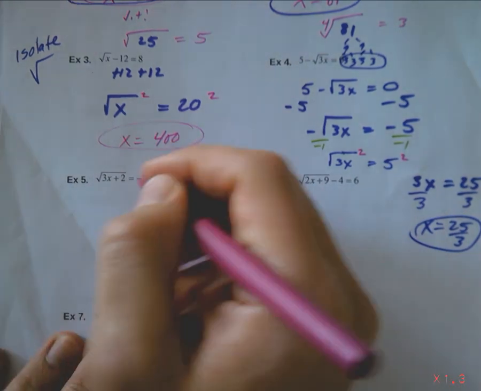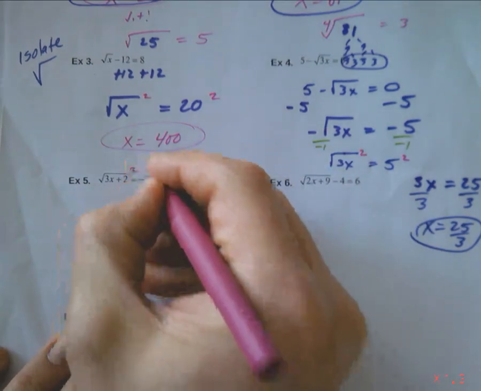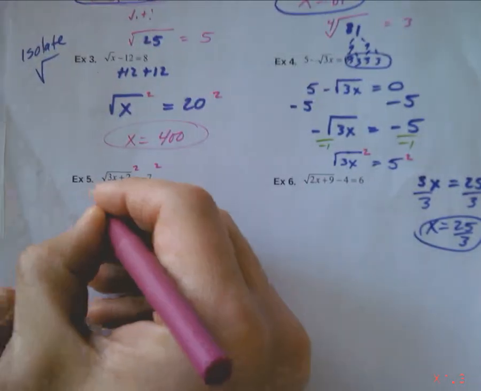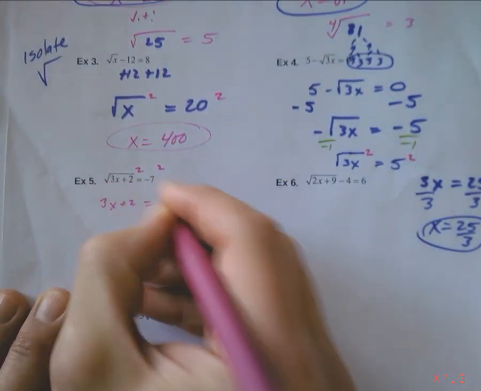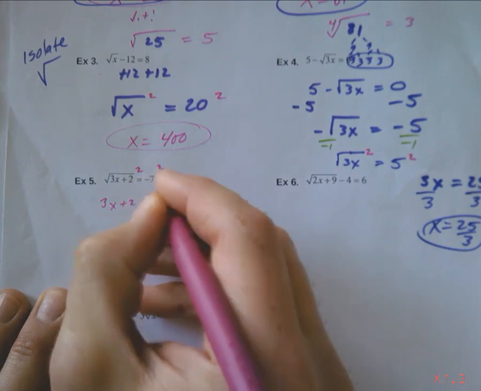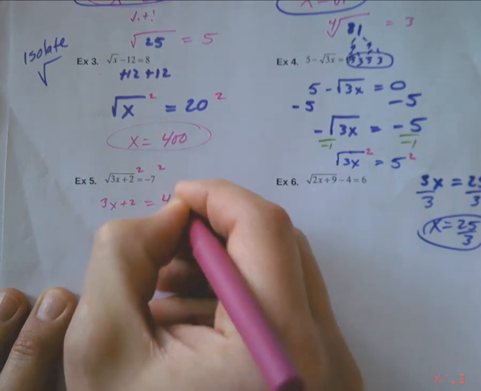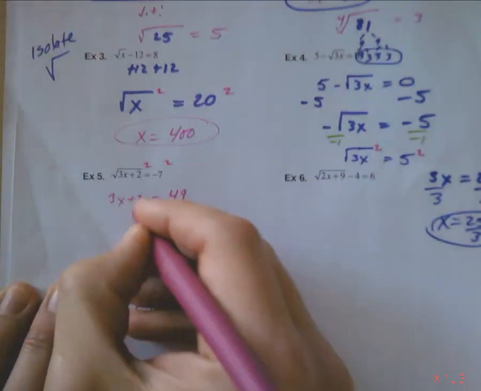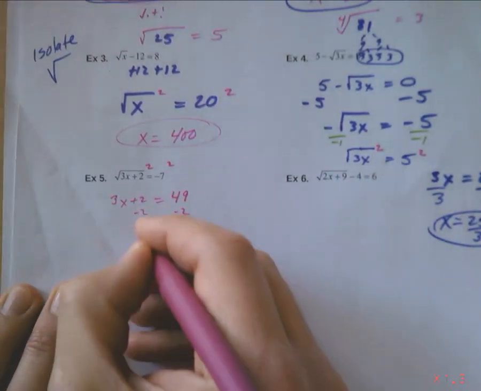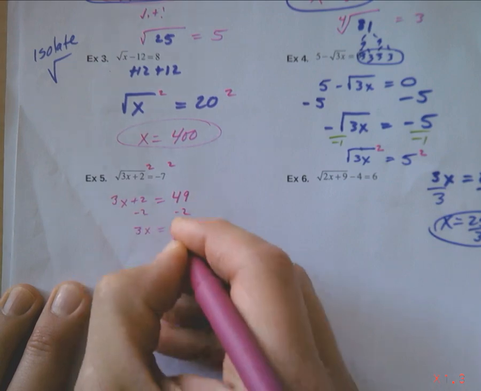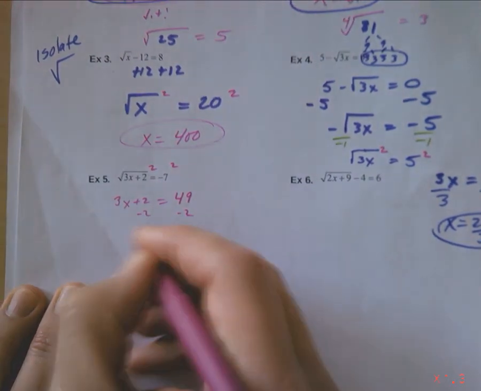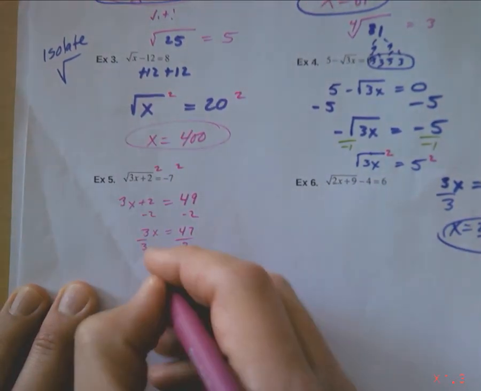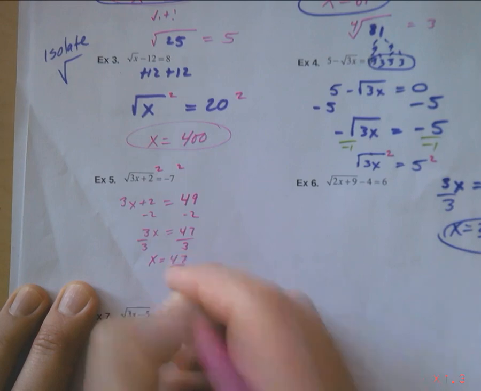Well, if I try to solve example 5 and I square both sides, it's already isolated. I'm ready to go. I've got 3x plus 2 and negative 7 squared. Negative 7 times negative 7 is positive 49, right? And then we solve. We subtract the 2 over. We get 3x is equal to 47. And when I divide by 3, that doesn't reduce at all, right? We get x equals 47 over 3.